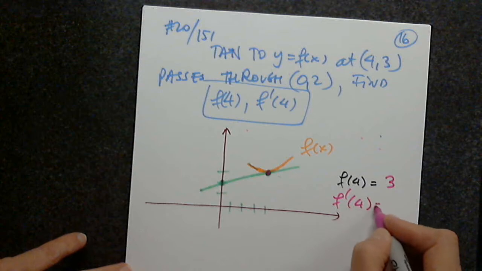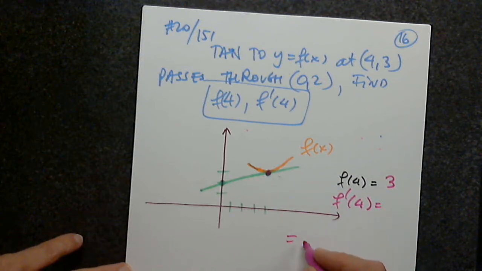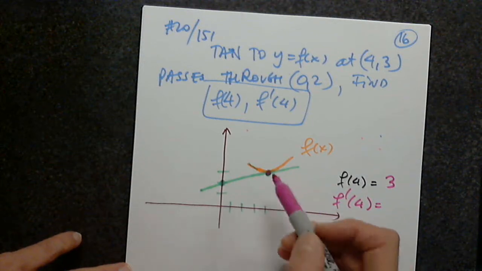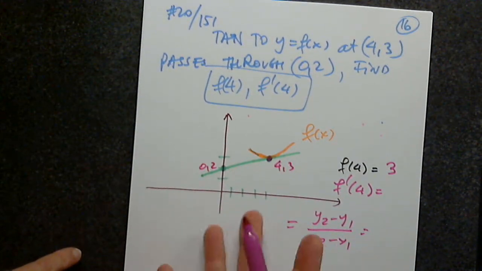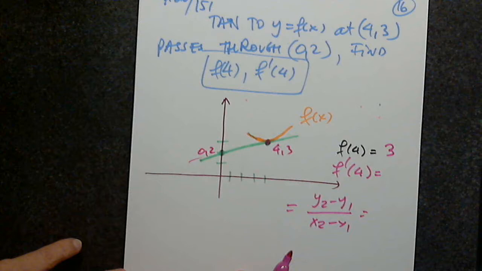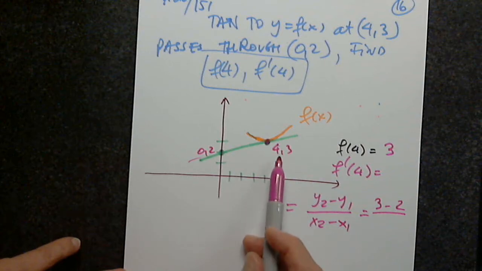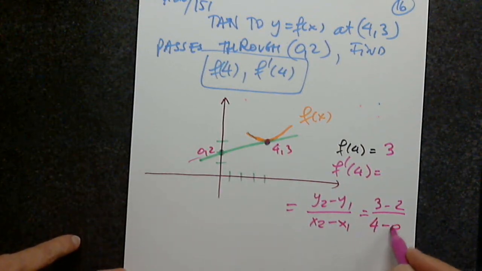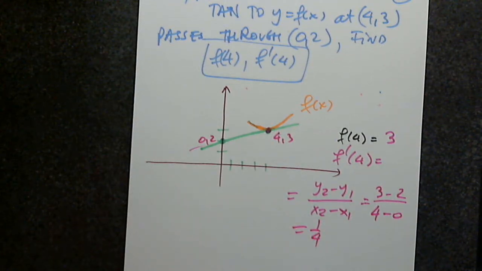So f prime of 4, how do I determine that? I have 2 points. So f prime of 4 is y2 minus y1 over x2 minus x1. This point is (4, 3), and this point is (0, 2). I can determine the slope of the tangent line. So 3 minus 2 over 4 minus 0. The top is 1, the bottom is 4. In this case, there is absolutely no measurement unit because everything is abstract and we don't have any connection to real life situations.